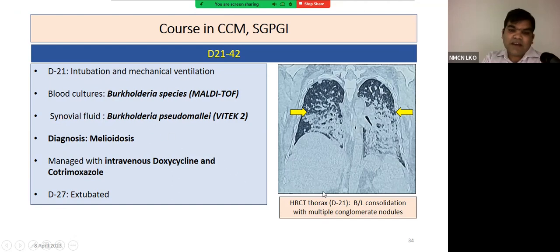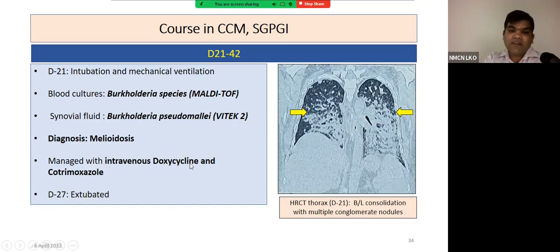Culture was sent, and on the same day, HRCT thorax was done, which showed bilateral consolidation with air bronchogram and multiple conglomerate nodules. In blood cultures, Burkholderia species was detected by MALDI-TOF techniques. In synovial fluid, Burkholderia pseudomallei was detected by the Vitek-2. So the patient was diagnosed as a case of melioidosis.